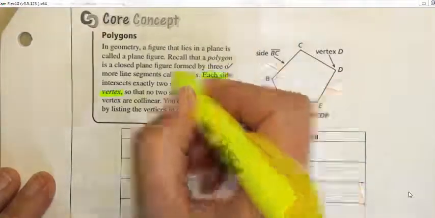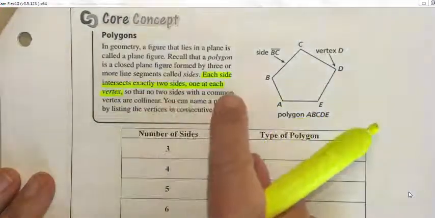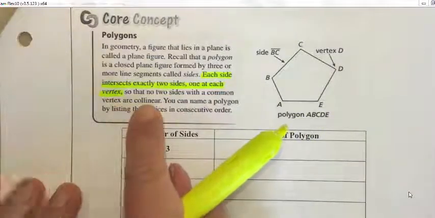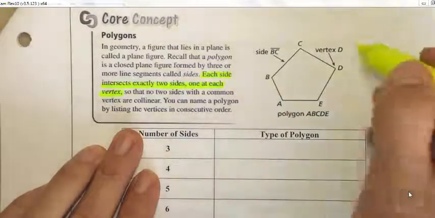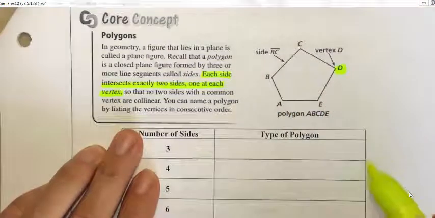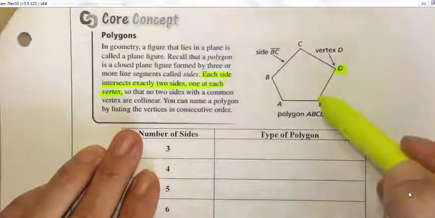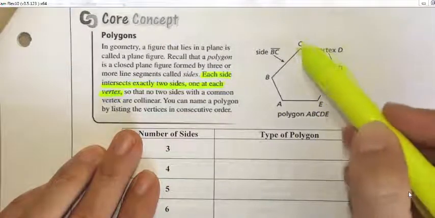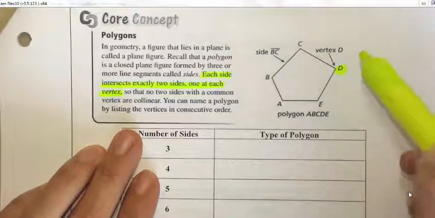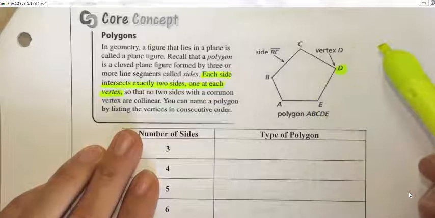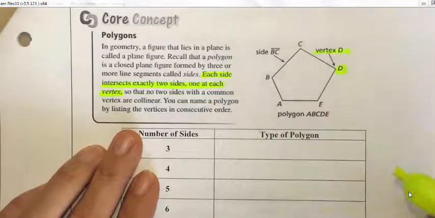So each side intersects exactly 2 sides, one at each vertex, so that no 2 sides with a common vertex are collinear. Okay, so for example, let's use D. D is a vertex, which makes segment CD and segment DE not collinear. You can imagine these as lines going on forever. So line CD and line DE are not on the same line. They intersect at this vertex.